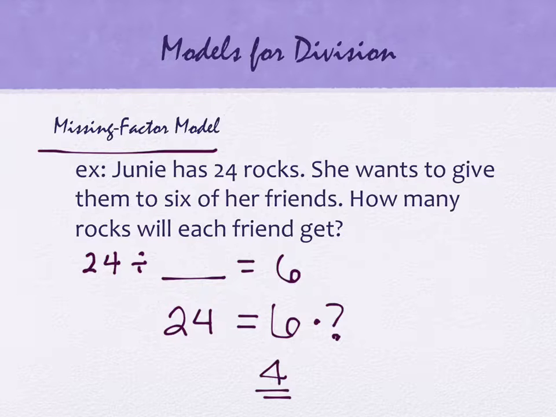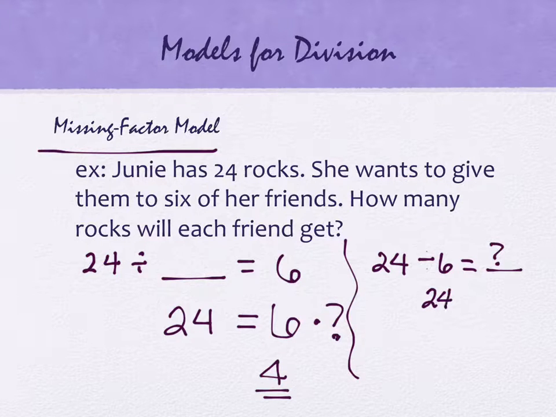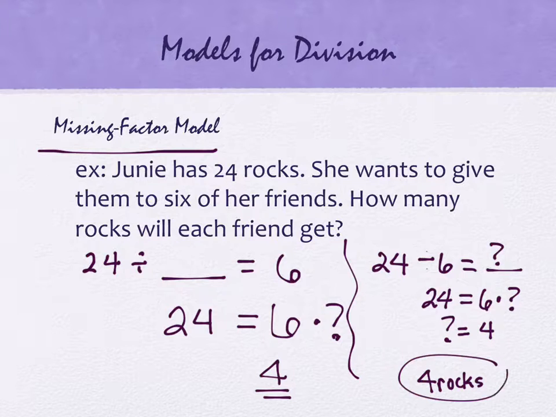Or you could set up the equation so that it looks like this instead. 24 divided by 6 equals, and here's the question mark on the right-hand side if you like that better. Still a missing factor. Because if I change this, it becomes 24 equals 6 times the question mark. Same thing as the other one, right? And the question mark is, in fact, the same 4. And the answer here is 4 rocks. So this is more of setting it up in an equation kind of format for the missing factor one. Okay?